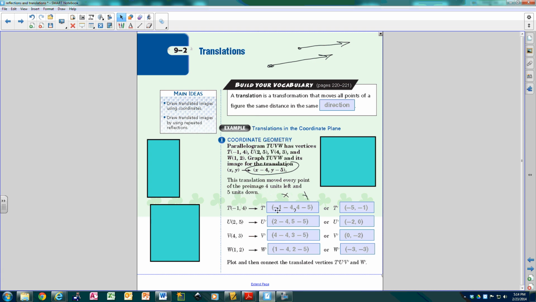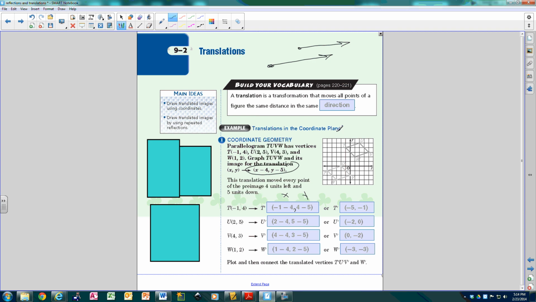You're adding and subtracting, okay? So -1 minus 4 is -5. 4 minus 5 is -1. 2 minus 4 is -2. 5 minus 5 is 0. So these would be your new points over here, so that when I took this picture right here and I slid it, I'm going to go over 4 and down 5. So you're going to go to the left 4, and you're going to go down 5. And that's what I did to every single point.